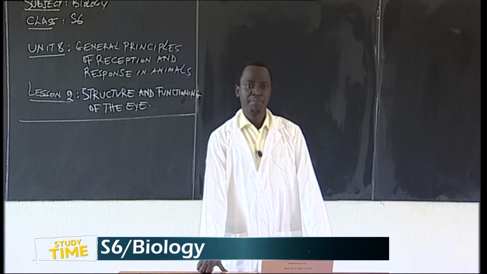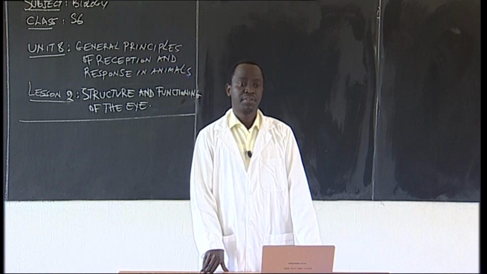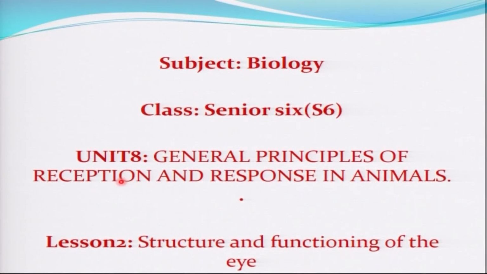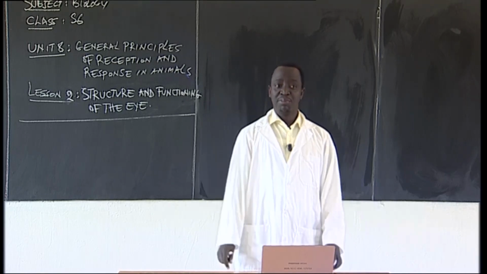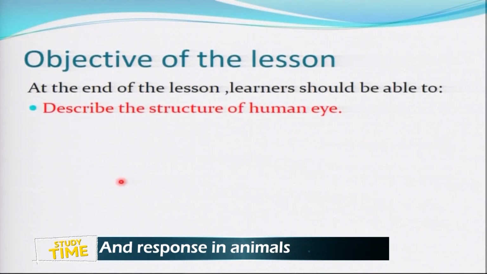Now we are in senior 6. The unit is unit number 8, which is the general principles of reception and response in animals. The lesson of today is the structure and the functioning of the eye. What is the objective of the lesson? You will be able to describe the structure of the human eye. So be ready.